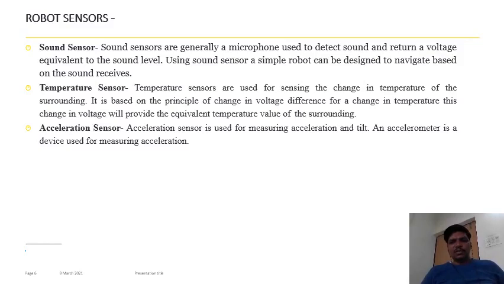Then the obvious sensor is the sound sensor. Sound sensors are generally a microphone used to detect sound and return a voltage equivalent to the sound level. Then you have temperature sensors. These are used for sensing the change in temperature of the surroundings. Then you have acceleration sensors, used for measuring the acceleration and tilt of the wrist, or of any link, arm, or manipulator, in such a way that you can calculate the tilt by an accelerometer. It is a device used for measuring acceleration.